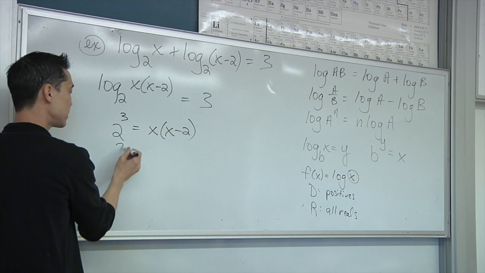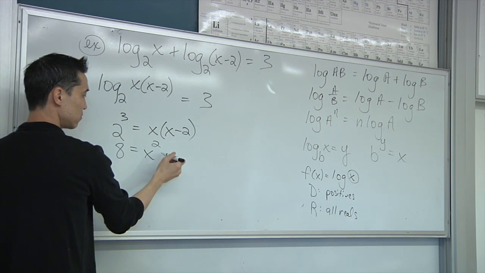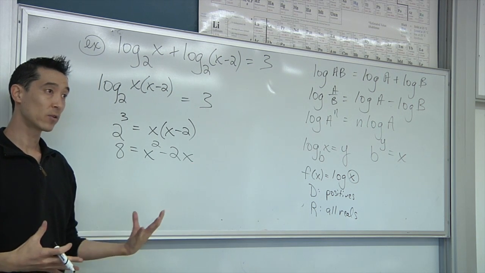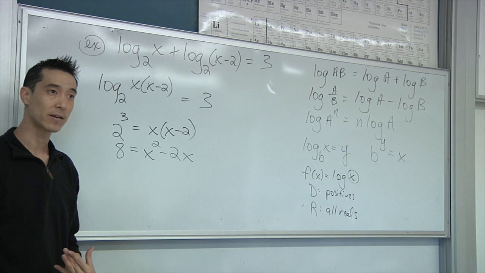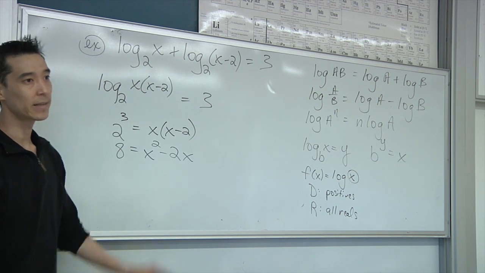Quadratic, right? So I have 8 equals x, multiply this out for me, x squared minus 2x, right? How do I solve this? I bring everything to one side, I set equal to 0, and I try to factor it. If it doesn't factor, I use the quadratic formula. Okay? Spend a couple minutes, get that solved for me.